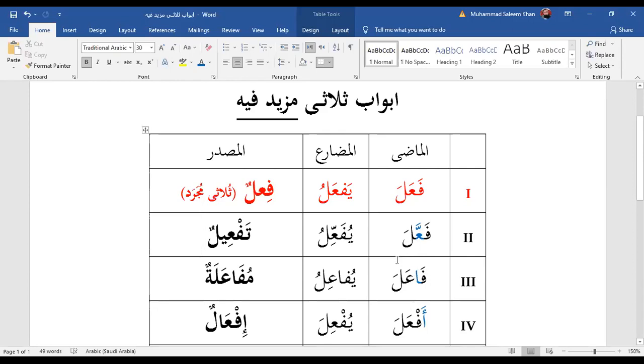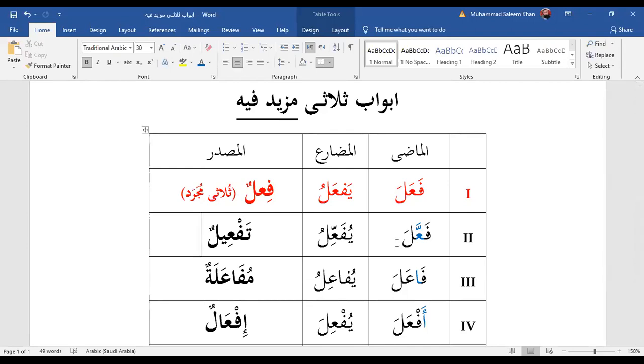So fa'ala yufa'ilu taf'ilan. And on this pattern, which verb did I give you now? Sabbaha yusabbihu tasbihan. Okay, so inshallah, like this. And then I will give you a small sentence which will include these four abwab, and inshallah, then it will become more fluent and easier for you. But as of now, we only need to know sabbaha yusabbihu tasbihan.